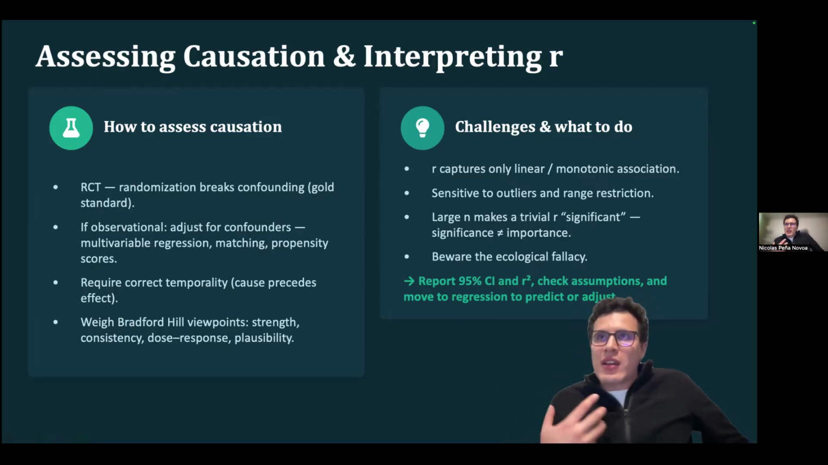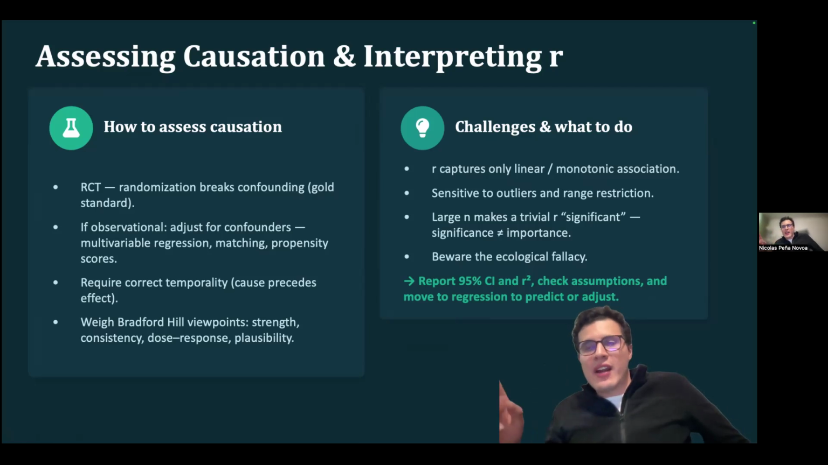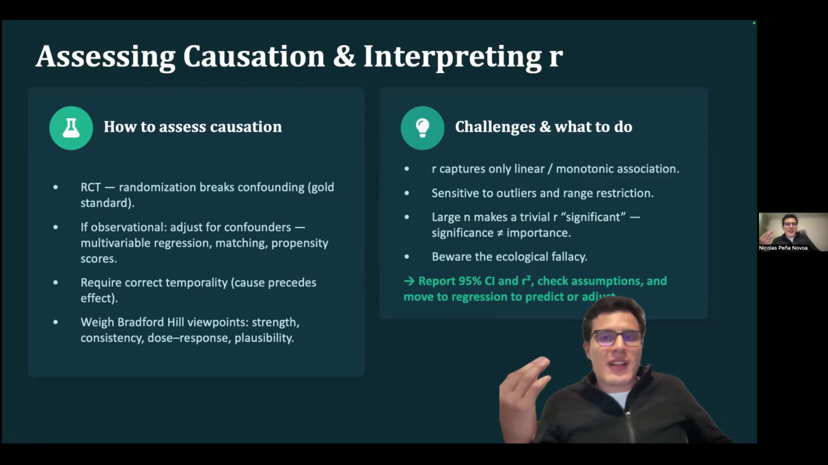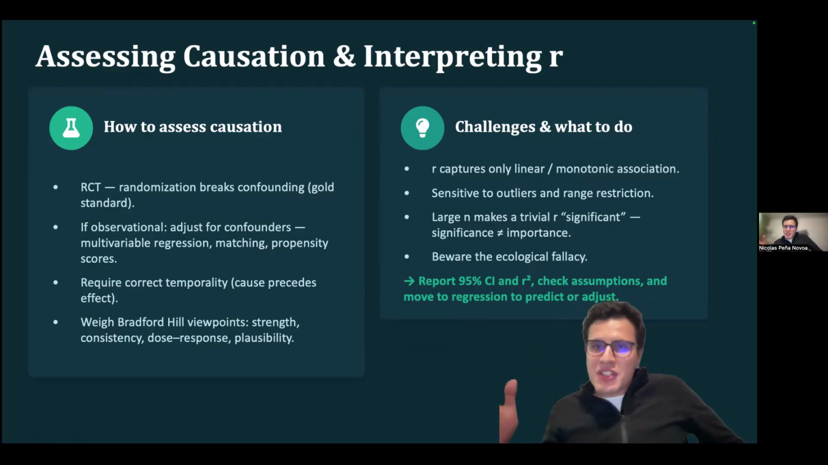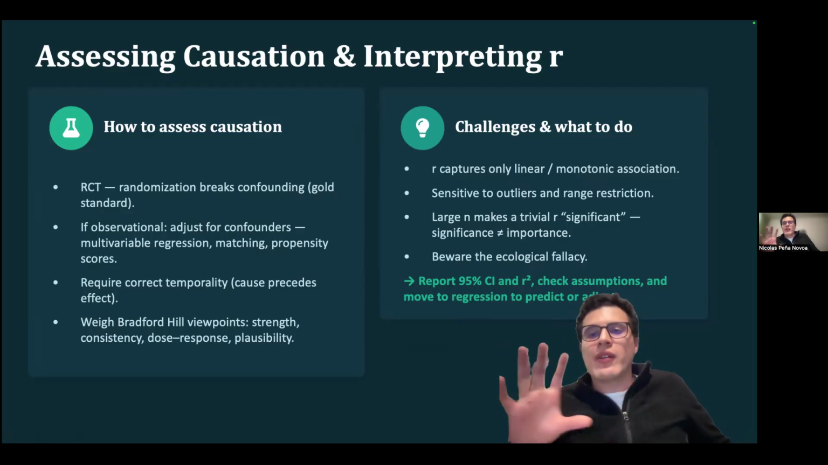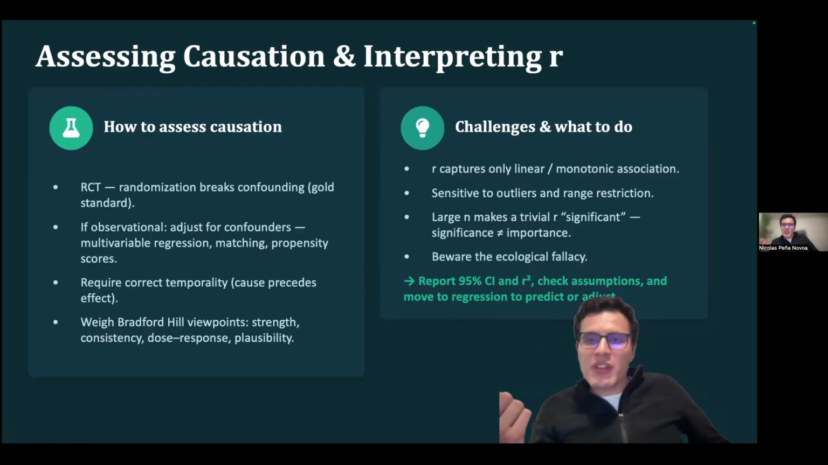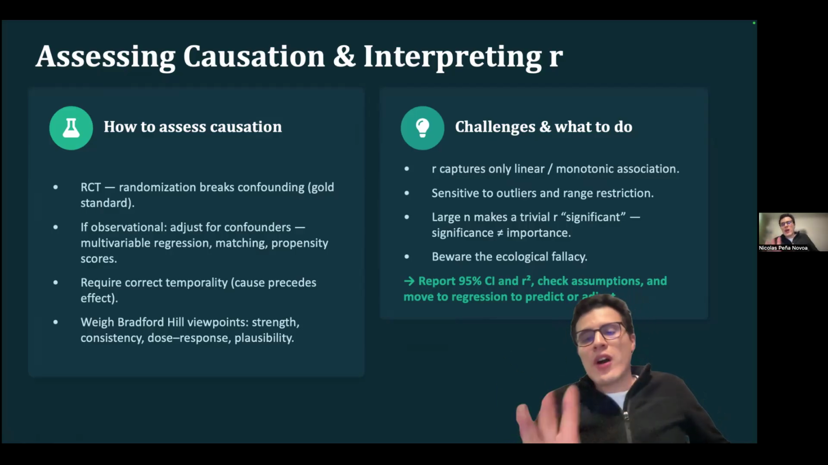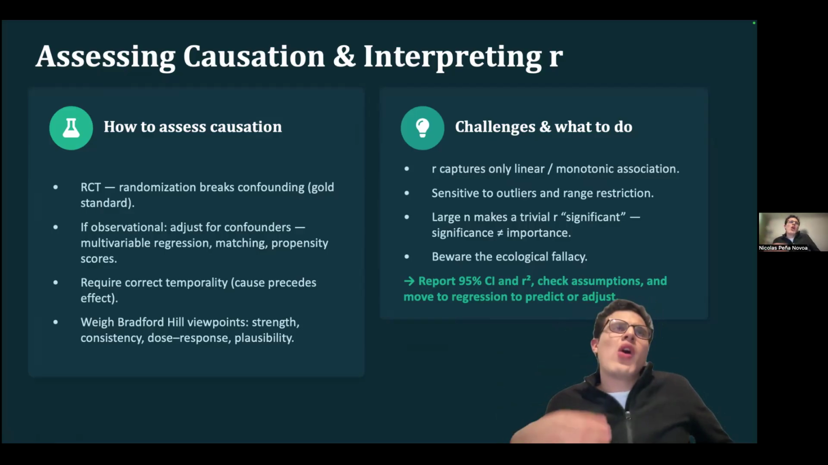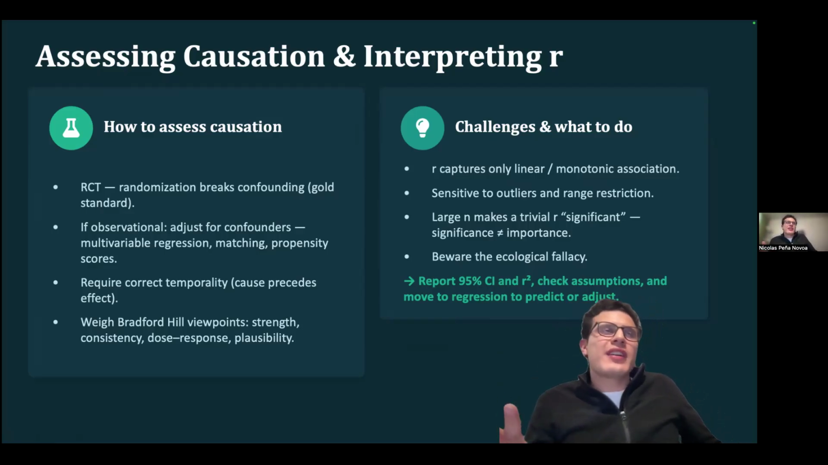What are the challenges and what do we have to do? R captures only linear association, and the non-parametric tests capture monotonic association, but they don't assess causation, only correlation. This coefficient is sensitive to outliers and range restriction. For that reason, you have to make some corrections, or in other cases you can use, for example, log transformations to try to avoid that.